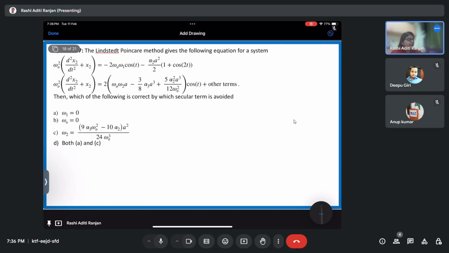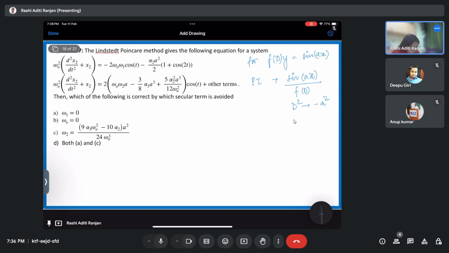Now first let us go through the concept, which says that for f of D into y is equal to sine of ax, if I have something of this form, my particular integral is going to be sine of ax divided by f of D, wherein I have to replace D square by minus a square.